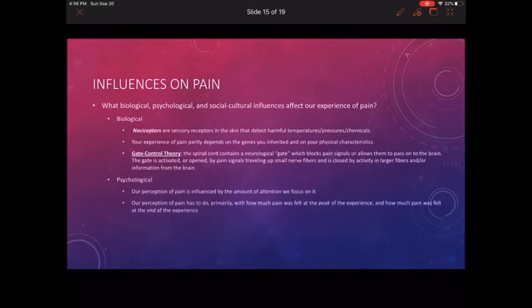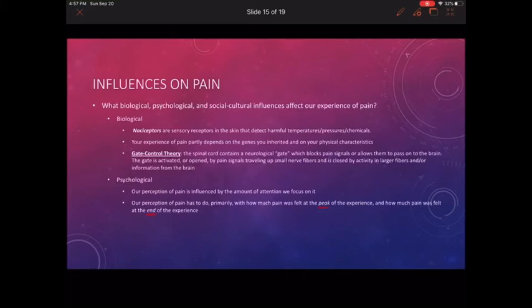Psychological factors: our perception of pain is influenced by the amount of attention we focus on it. So distraction really is a cure for pain to some degree. And then our perception of pain has to do primarily with how much pain was felt at the peak of an experience and how much pain was felt at the end.